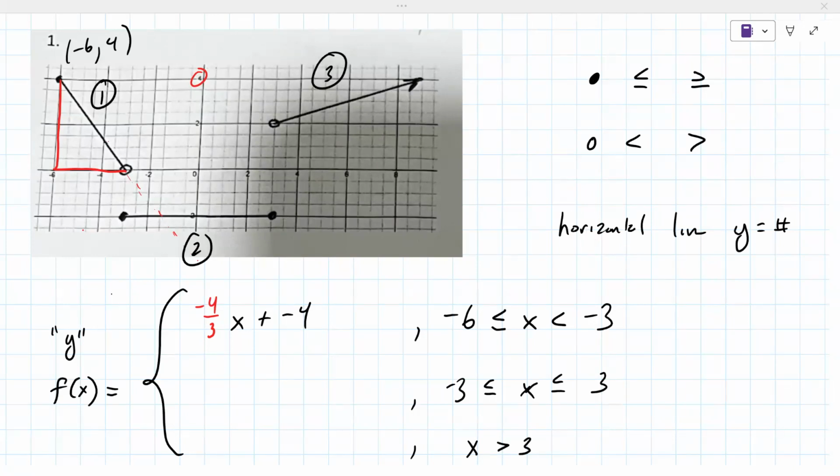So horizontal lines always have the equation y equals a number. What is the y value down here at 2? Sorry, I'm trying to count it. Just the y value. Whatever the y value is, that's it. How many down is it? Negative two. It's -2. That's it.